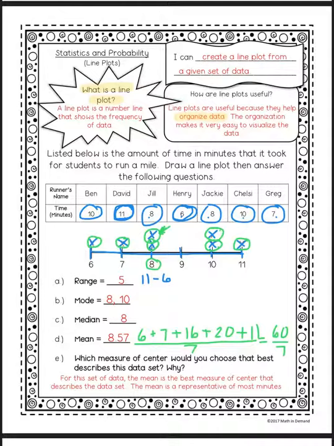Now it says, which measure of center would you choose that best describes this data, and why. For this set of data, the mean is the best measure of center that describes the data. The mean is a representative of most minutes. Because there isn't really any high numbers or any really low numbers, the mean would be the best way to describe it. Notice though, the mode isn't bad, the median isn't bad either. The range is not a measure of center, so I'm not going to choose the range.